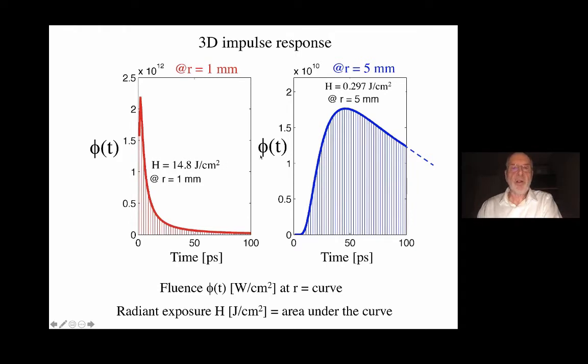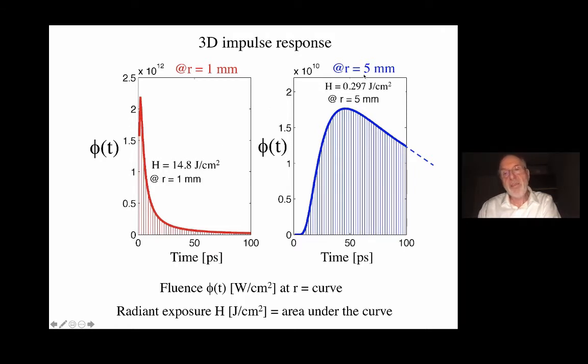Let's look at that more closely. As a function of time, if we had an impulse at r equals 0, then at r equal 1 millimeter, we can chart the time course of fluence. It rises from 0 up to a peak very quickly. It's only 1 millimeter away. And then it drops very quickly because the light is spreading rapidly. And the area under the curve is 14.8 joules per centimeter squared.